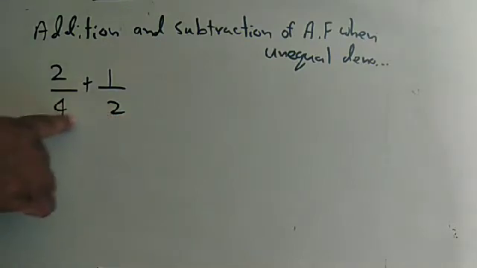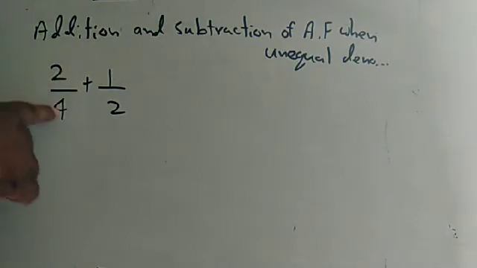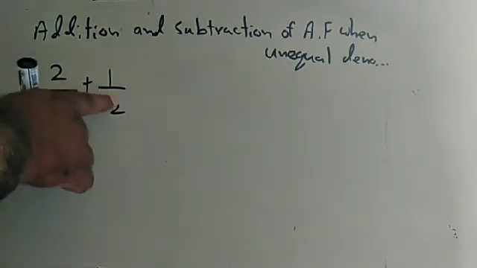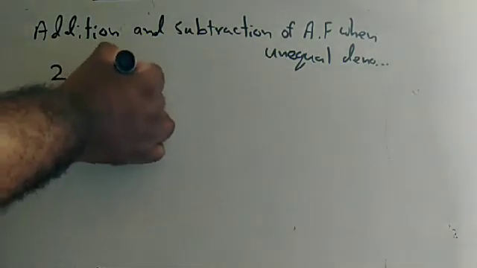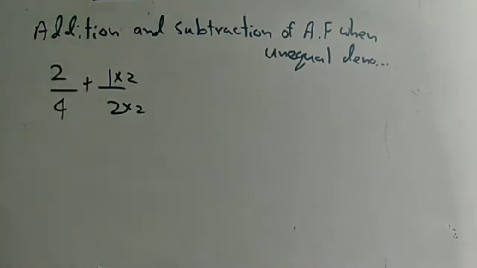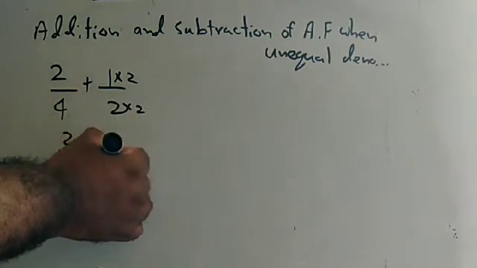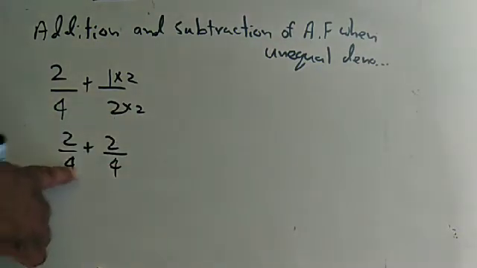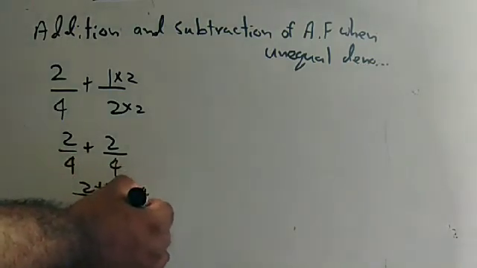Here 2 and 4 are unequal denominators, 4 and 2. Then we must take equal denominators. To convert to equal denominators, 2 should multiply by 2, and we make 4. Then 2/4 + 2/4. Here equal denominators, common 4. Then 2 + 2 is 4 upon 4, that is 1.